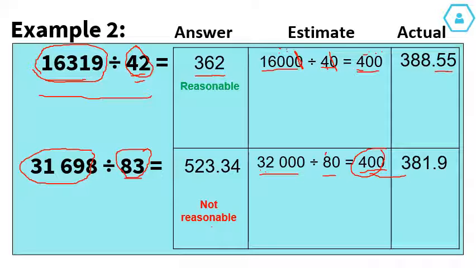It's 381.9. So again, it's all about determining whether this answer we've been given is reasonable or not using our estimate. There's only a difference here between my estimate and the actual answer of 19.1 compared to here where it's 123. It's just going into the hundreds. It's just too much of a margin of error there. It's not reasonable.